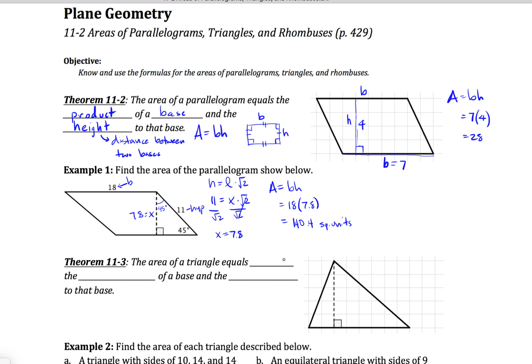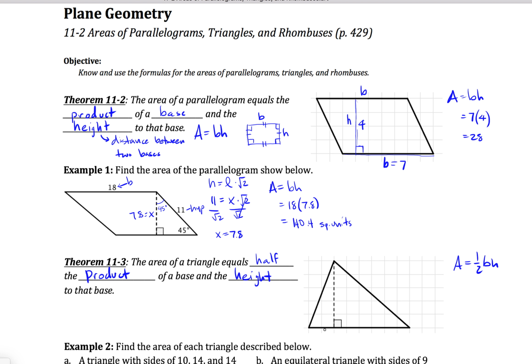Next up, we got triangles. And the formula for the area of a triangle, you guys might remember it. I'm sure you've learned it at one point in time. It looks like this. What does that stand for? It's the area of a triangle equals half the product of a base and the height to that base.